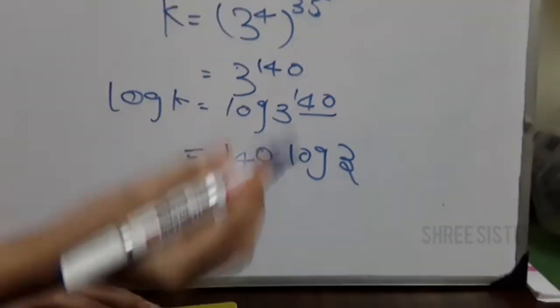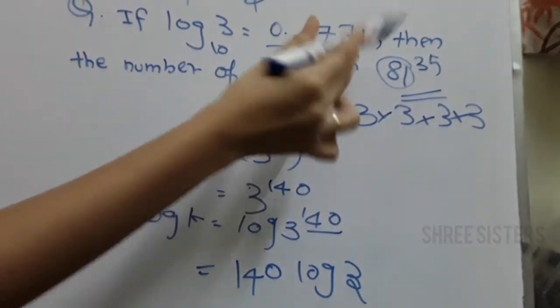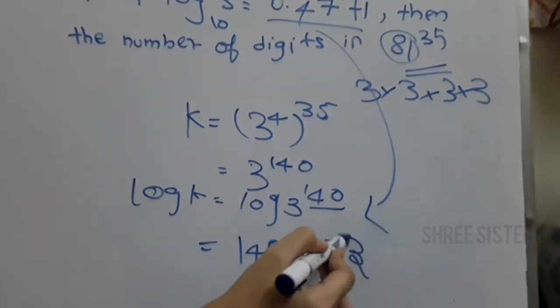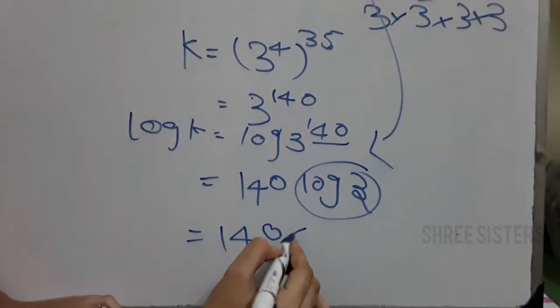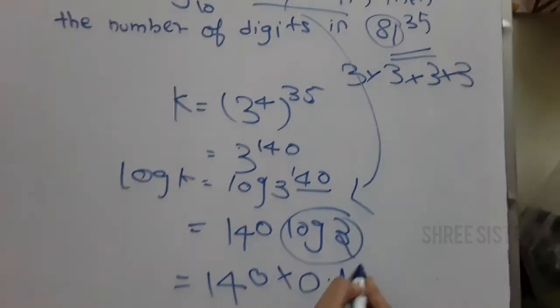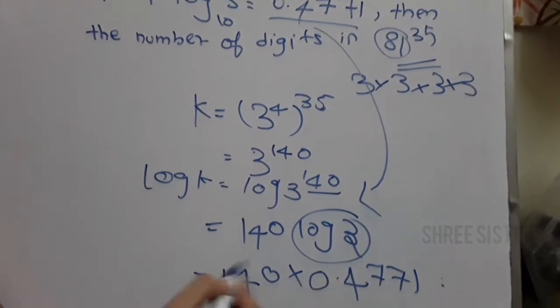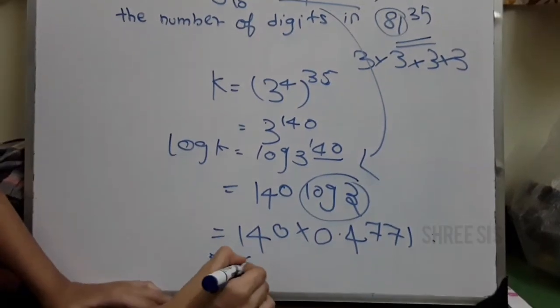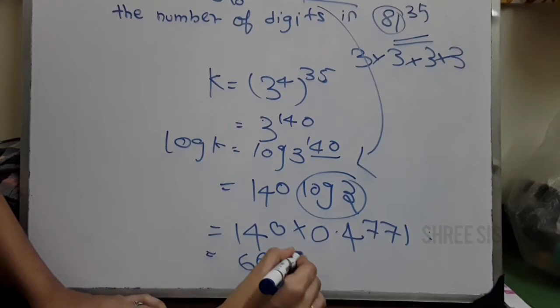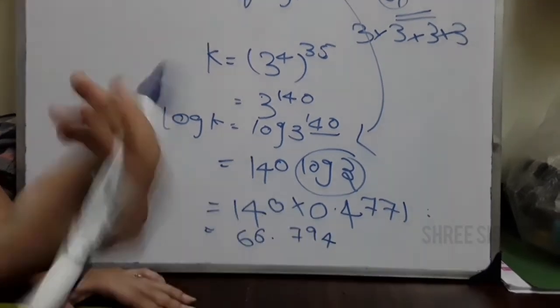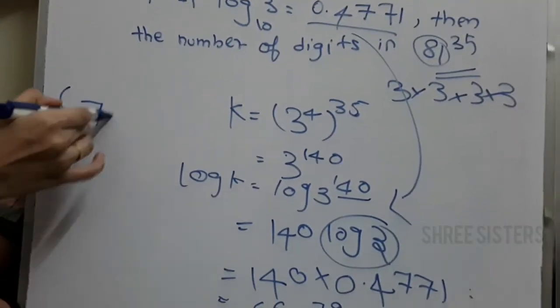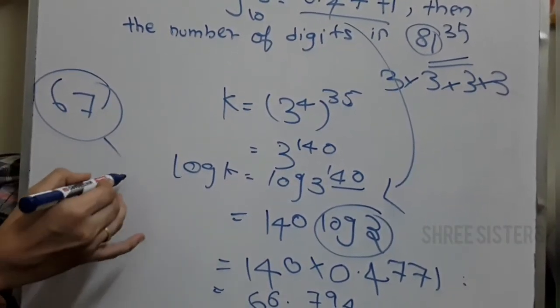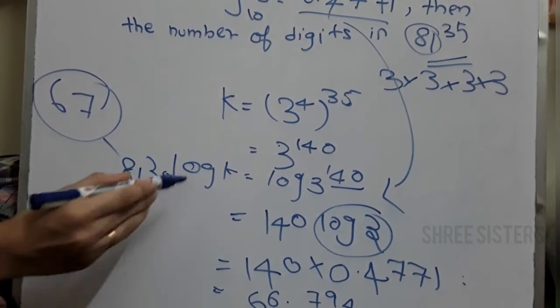Now they have given us the value of log 3, which is 0.4771. You should just substitute it in place of log 3. That's what we should do. So it equals 140 into 0.4771, which equals 66.794. So we have to round off to the nearest value, which is 67. So the number of digits in 81 power 35 will be 67.